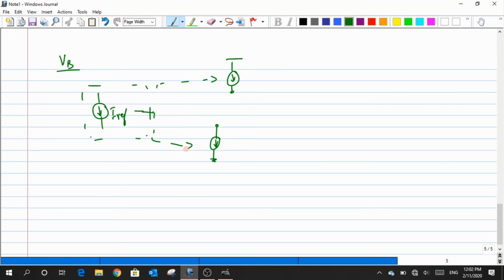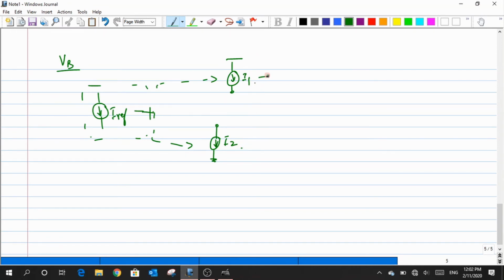Now, how do I generate these copies of this I reference, like I1 here and I2 here? How do I do this process of copying? Yeah, I need a current mirror. As I said, we are not worried about how this I reference has been generated, but I assume that there is an I reference in my circuit, and through this I reference, I'm just going to create copies of those I references as I1, I2.